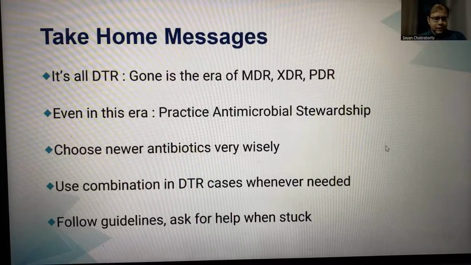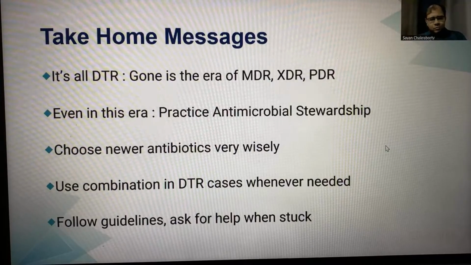If you are dealing with the DTR cases, always use combination. That is very important because you need to give antibiotics having various different mechanisms of action. Always try to follow the guidelines, and whenever you are stuck, always ask for help. We are always there.